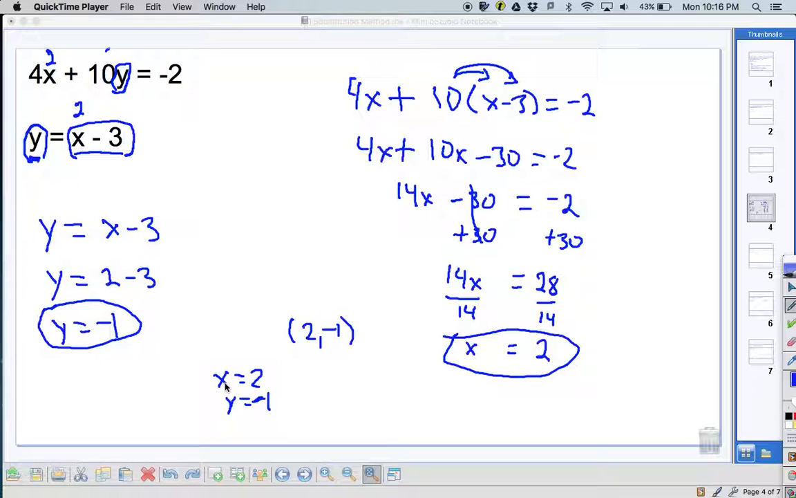We typically put x first, but there's no rule that says you have to. So there's our solution. We've substituted. There's lots of steps here, but all these steps are things that you can handle. Let's look at a different example.